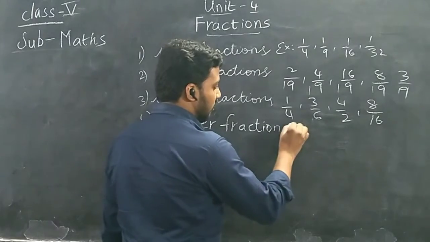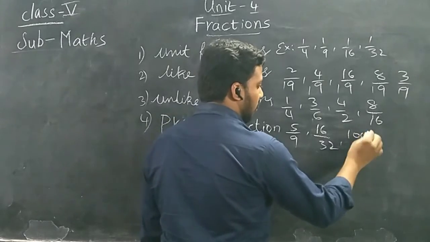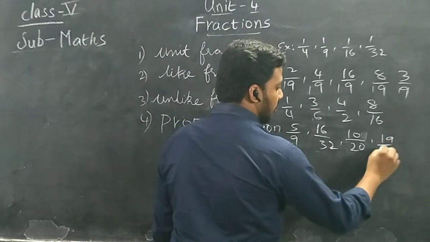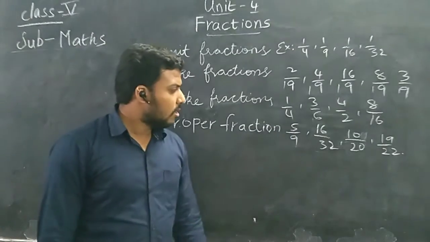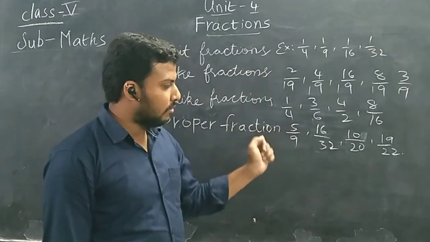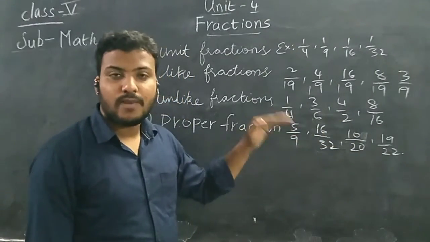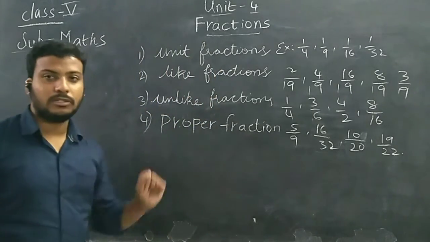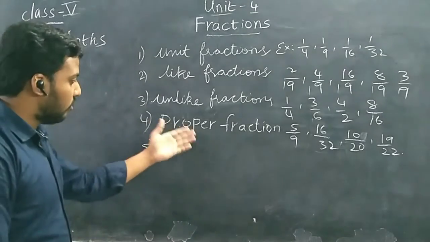So examples for this are 5 by 9, 16 by 32, 100 by 100, 10 by 20, 19 by 22. Children, if you observe this kind of fractions, compare both the numerator and the denominator values. If you look carefully, you will come to know that all the numerator values are very less when compared to the denominator values. So that kind of fractions we call a proper fraction. Proper fractions.